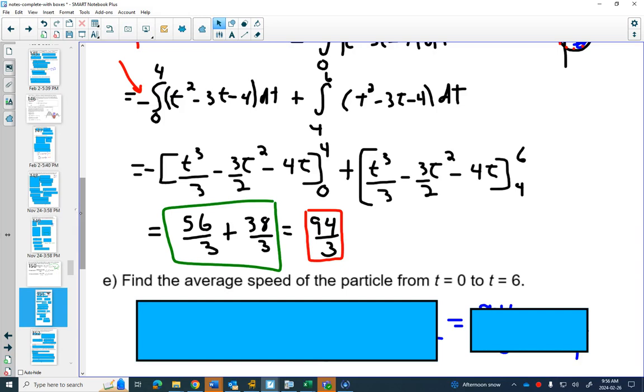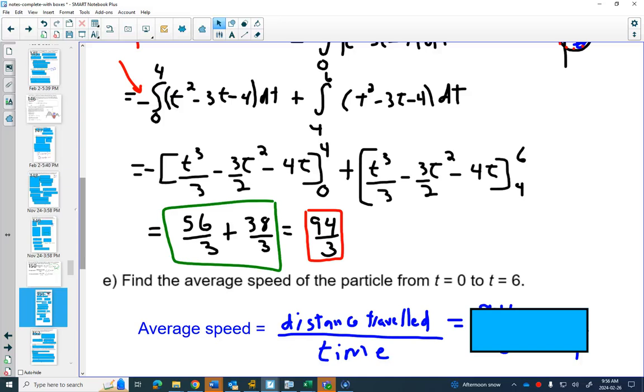Okay, and then find the average speed of the particle, right? That's the distance traveled over the time. We figured out the distance traveled was 94 over 3. The time is 6. No need to do the more complicated average value function with the integral, because we've already done that.